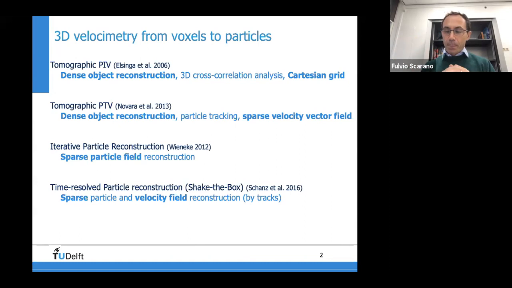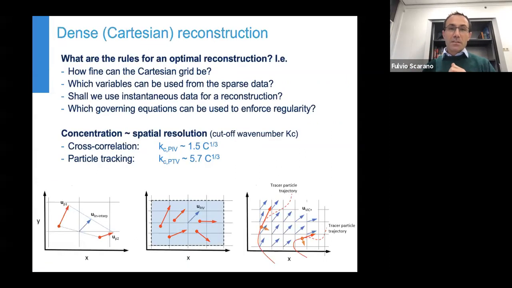So let me move further. Yes, when we want to do a dense Cartesian reconstruction, I would rather put questions more than give answers in this talk. So what are the rules that we need to follow for an optimal reconstruction? And I make here a list, but you can add a few more. So the first big question is, how fine should the grid be?